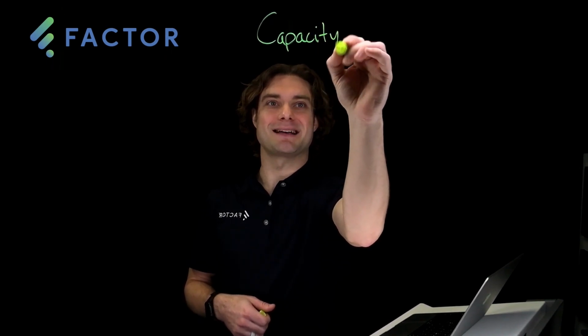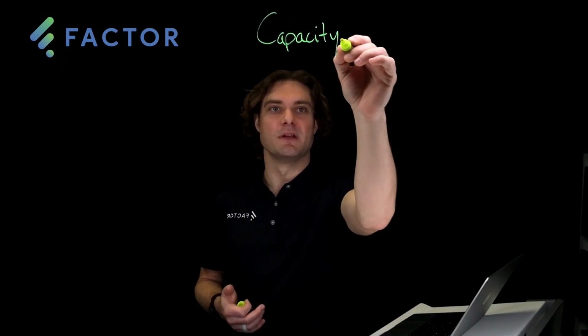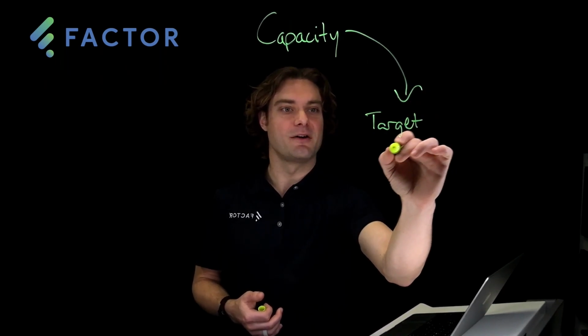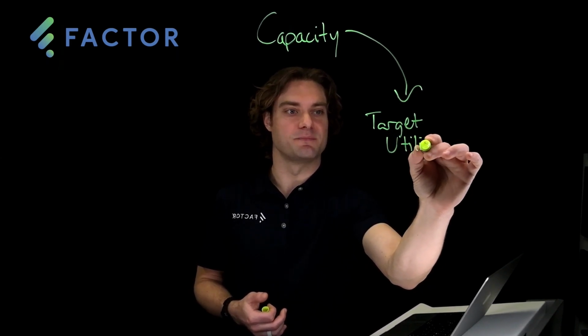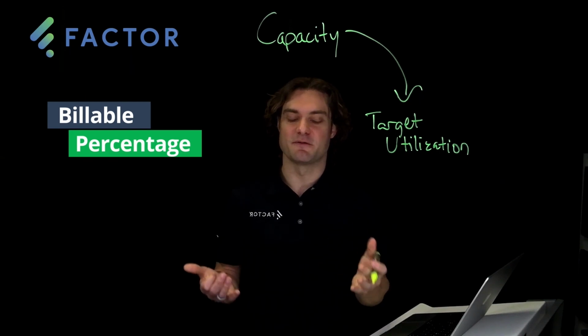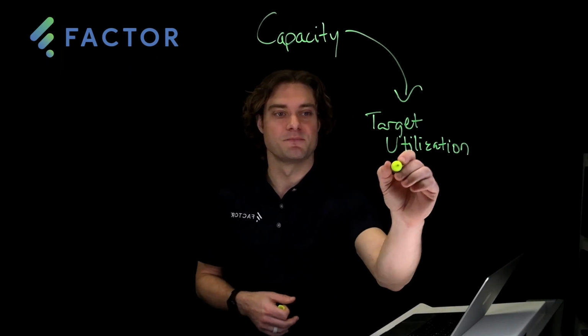That is the capacity that your team has to work. How many hours do you have to spend of their time? You also want to be able to see target utilization and how they're getting to that utilization. Because ultimately, that billable percentage for your team defines how much revenue that you can bring in a month. You want to know if you're hitting that or not.